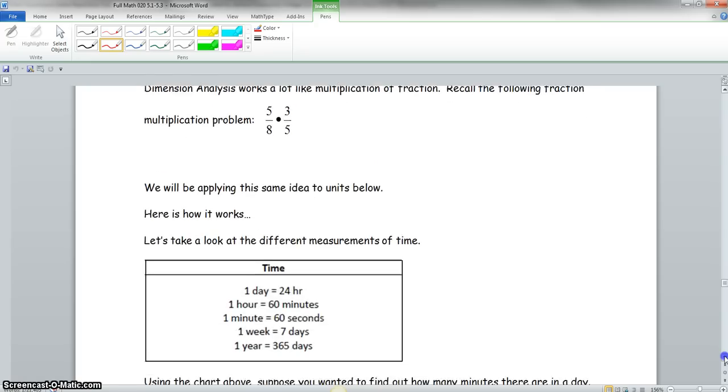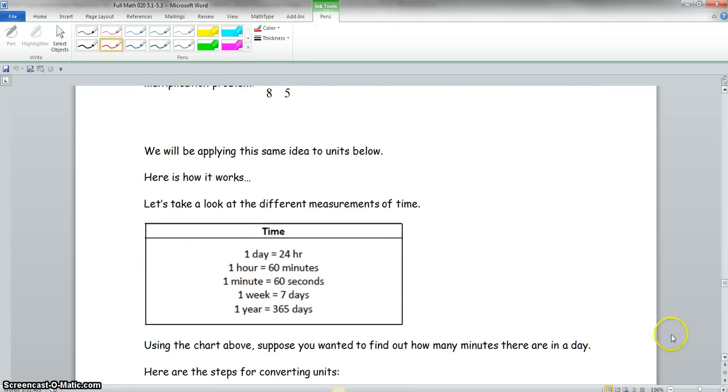We're going to scroll down. Here's how it works. Let's take a look at the different measurements of time. We know 1 day is equal to 24 hours, 1 hour is 60 minutes, 1 minute is 60 seconds, and so on. Using the chart above, suppose you wanted to find out how many minutes there are in a day.